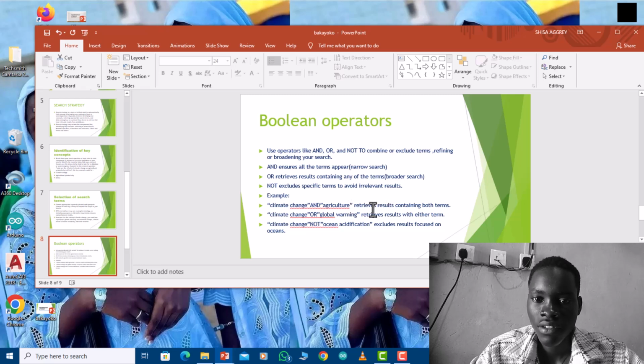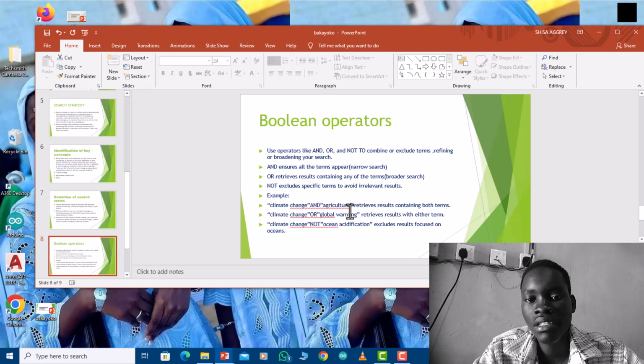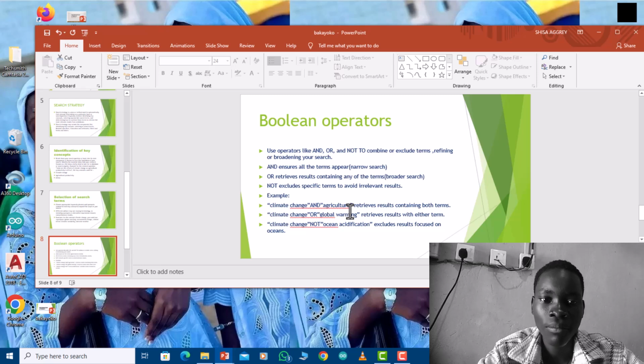retrieve results containing both terms. So when you are searching for this one, the results that come will all be about climate change and agriculture, the effect of climate change on agriculture. So in those fields, you will be playing around with this search strategy, and you find yourself sorted, and research work will be just as easy as you are seeing.